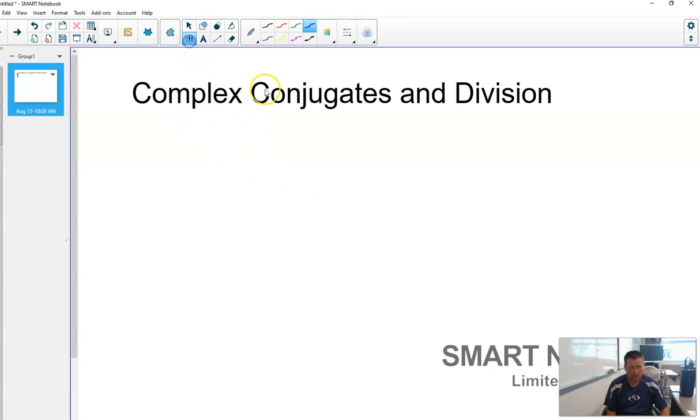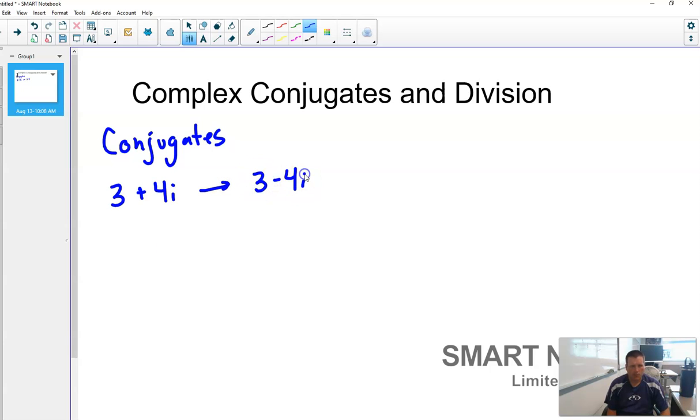So first off, a conjugate. Every complex number has a conjugate here. What a conjugate is: if I had 3 plus 4i, its conjugate is going to be 3 minus 4i. Okay? If I had a complex number that was negative 7 plus 2i, its complex conjugate is going to be negative 7 minus 2i.